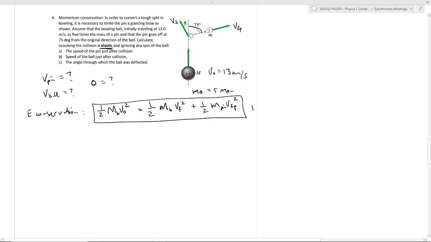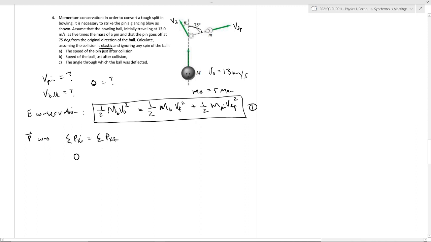So that's one. Then we can look at momentum conservation. Let's look at the momentum in x first. The initial momentum in x is going to equal the final momentum in x. Actually, since we have them as components, let's leave it like that. So what do we have? Well, the initial momentum in x is nothing. The ball isn't moving in x. So this is going to equal the final momentum in x.